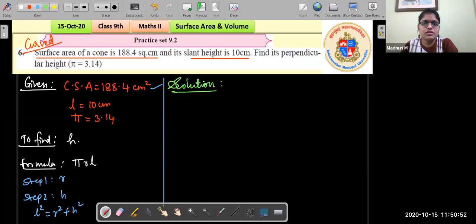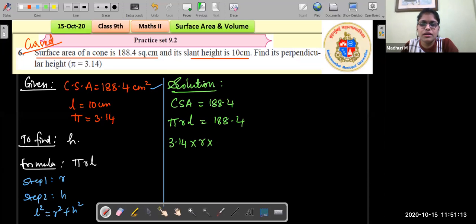We start with whatever is given, right? So CSA is given. We put CSA equals 188.4, and we will just replace the CSA with the formula, that is pi RL, which equals 188.4. What is pi? Pi is 3.14 times radius, which we don't know, times L, that is 10, which equals 188.4. And now you can just multiply 3.14 with 10. That would be 31.4 times R equals 188.4.